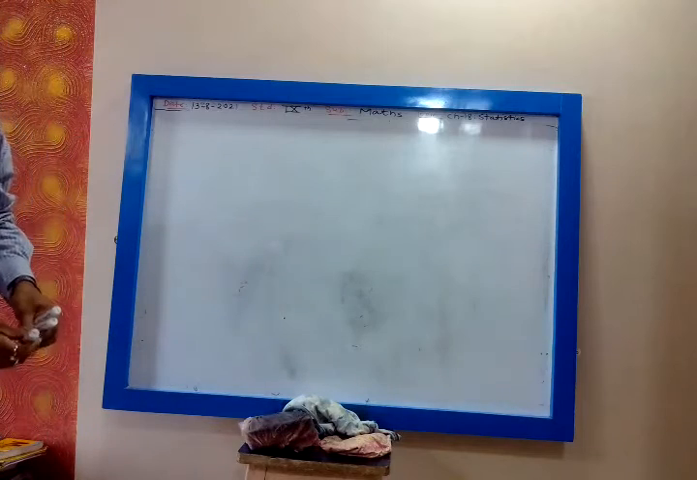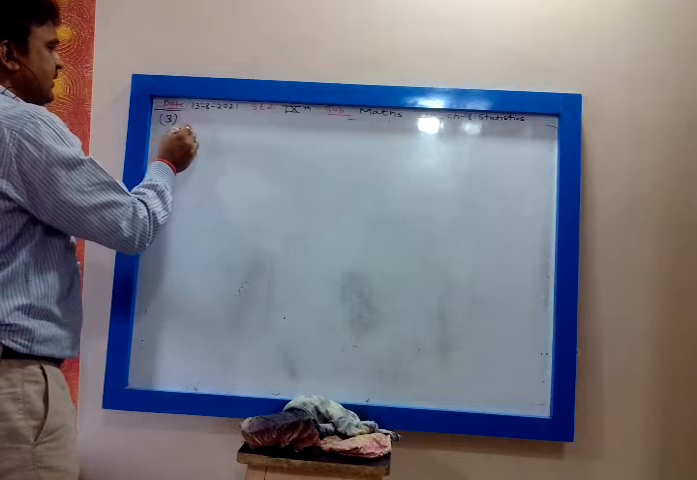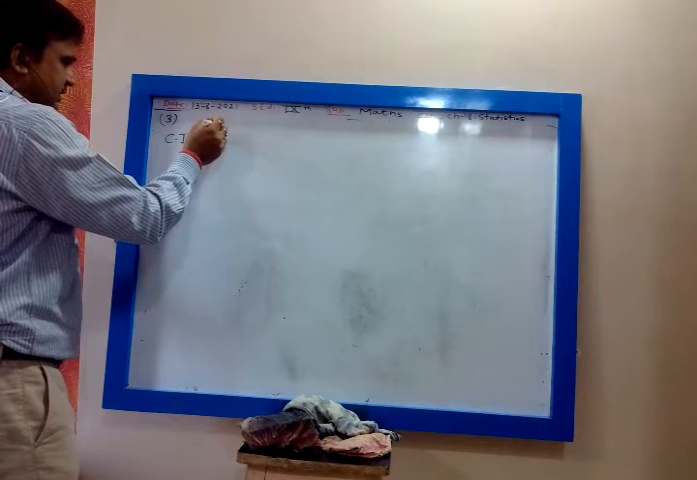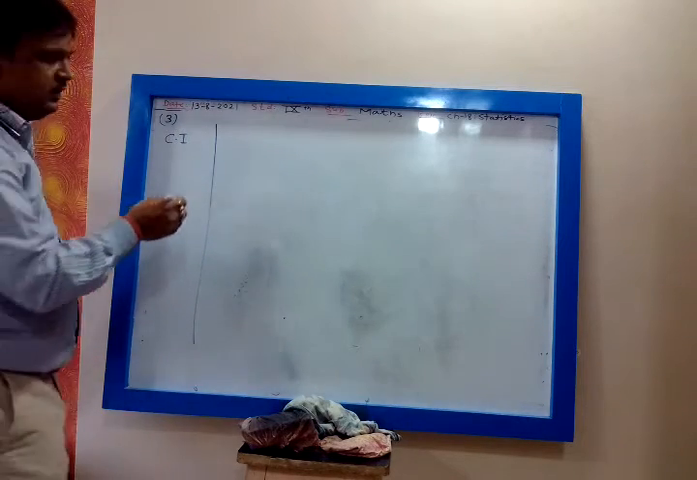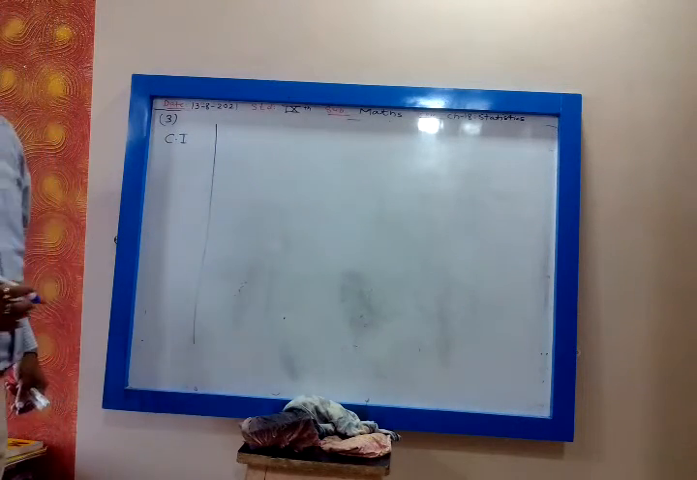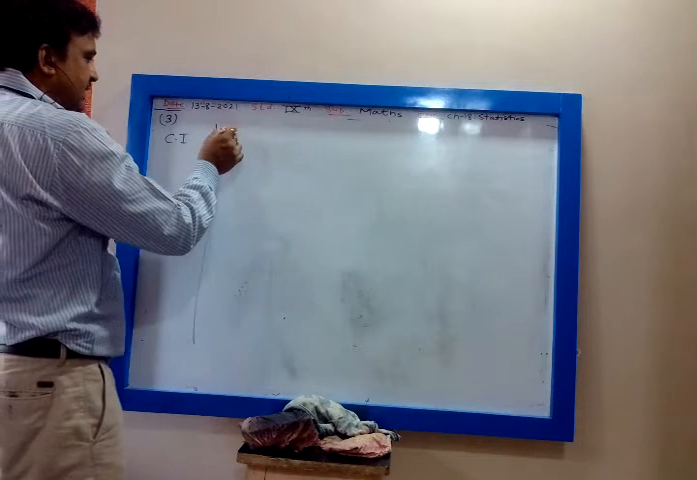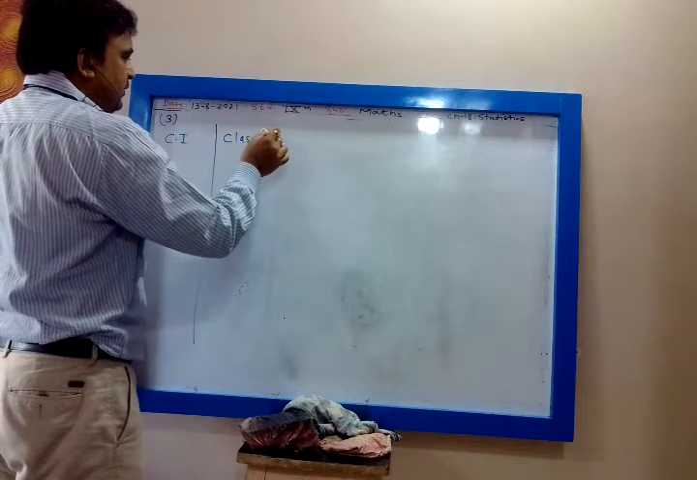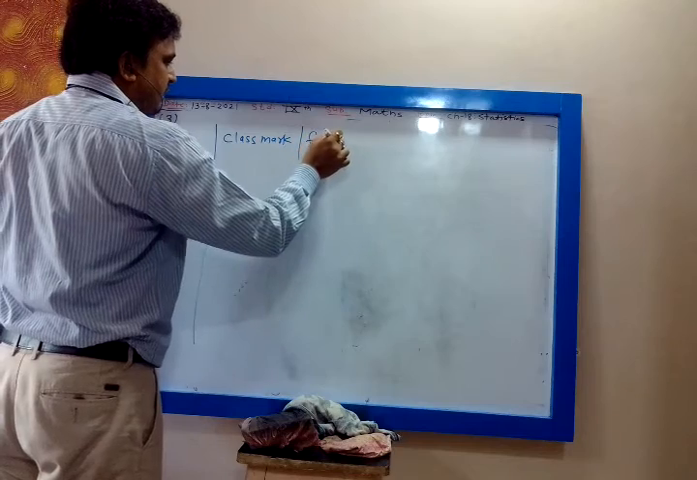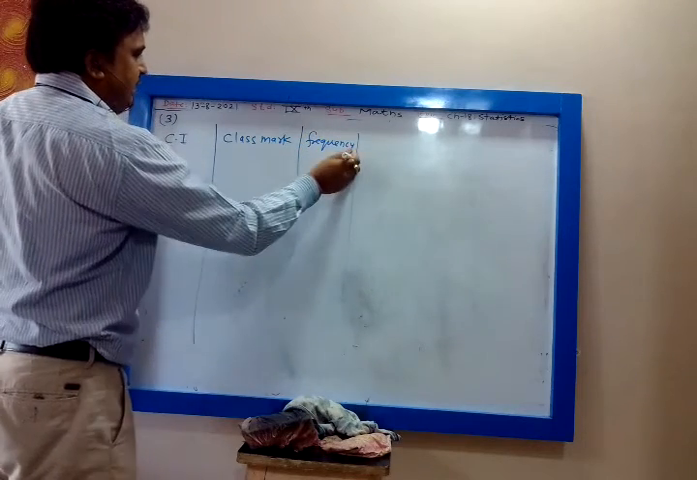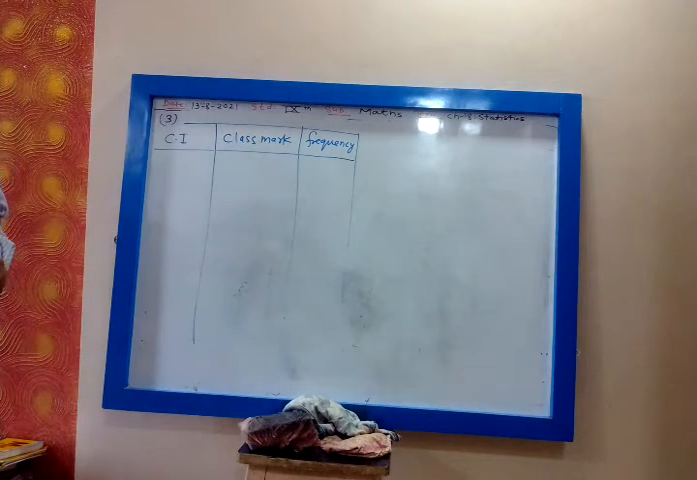So write this. Third one, construct a frequency polygon. We are given the class interval, then the frequency. So we find the class mark. Let us see without using a histogram. So the class intervals are not continuous.